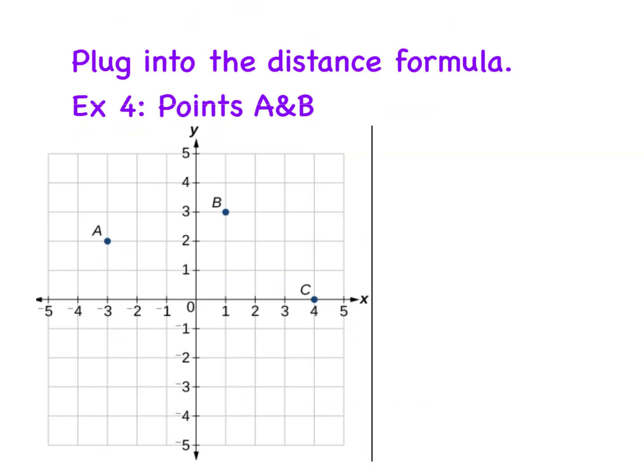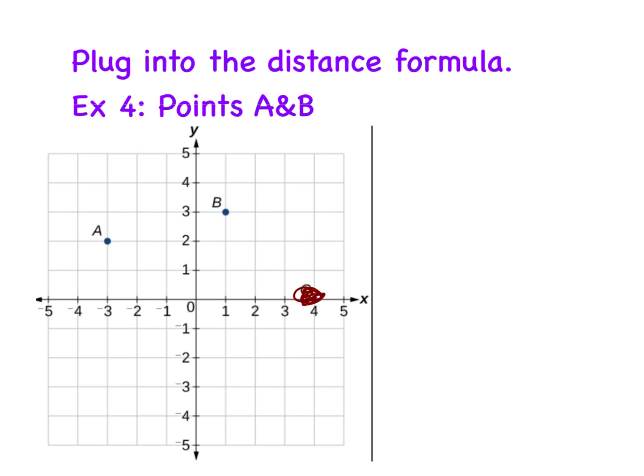All right, so example 4. Like I said, we're just going to skip example 3 and jump straight into 4. It says plug into the distance formula, and it says points A and B. So do we care about point C? No. So just mark that one out. It's just an extra point. They want us to plug into the distance formula from those 2 points A and B. Now, they didn't give us what the points were, but can we find what the coordinate points are with the graph?